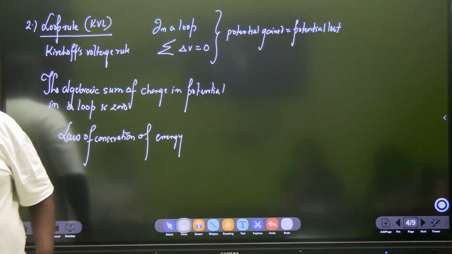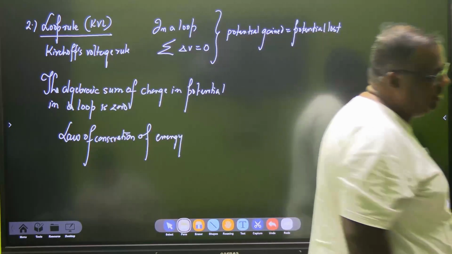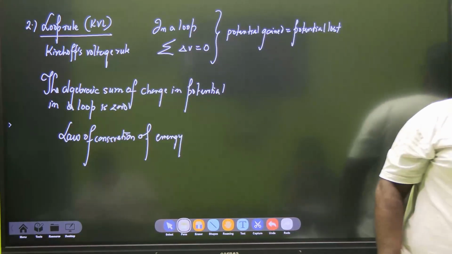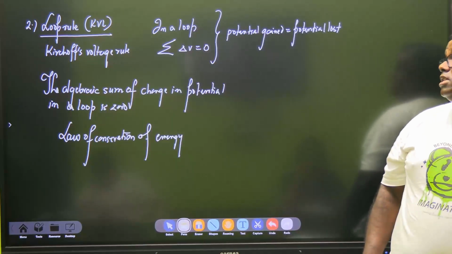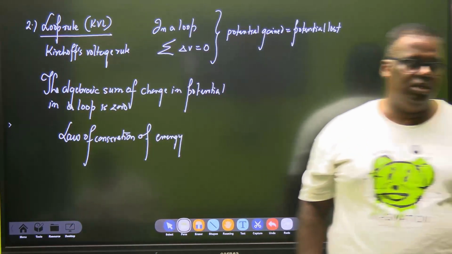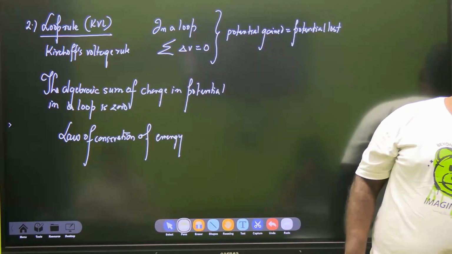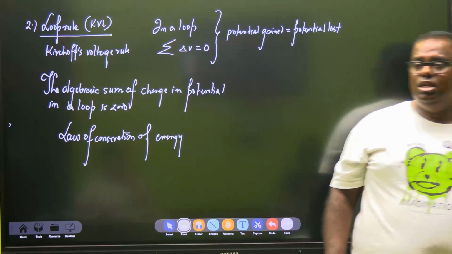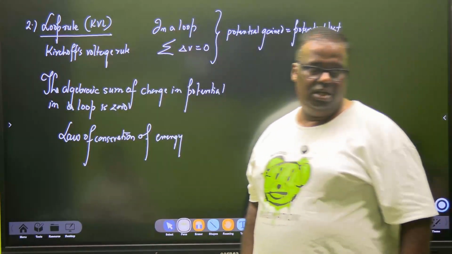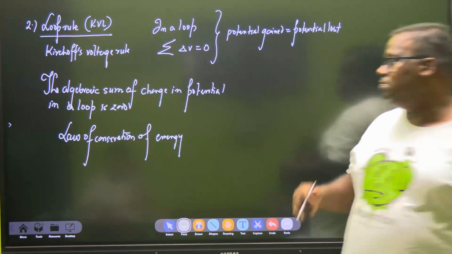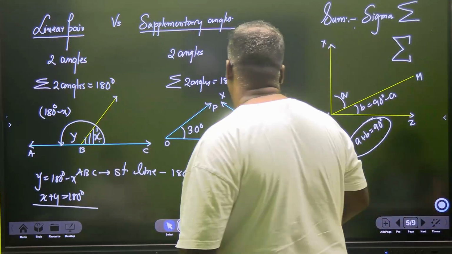So remember, typically children find this law difficult. Kirchhoff's current law is also known as the junction law or the junction rule, and this is known as the loop rule or the loop law, known as KVL. At any loop, the algebraic sum of the potential is always equal to 0. That means in a loop, potential gain should be equal to potential lost. Now let us understand what this means and what happens in a loop. This is where it gets interesting.